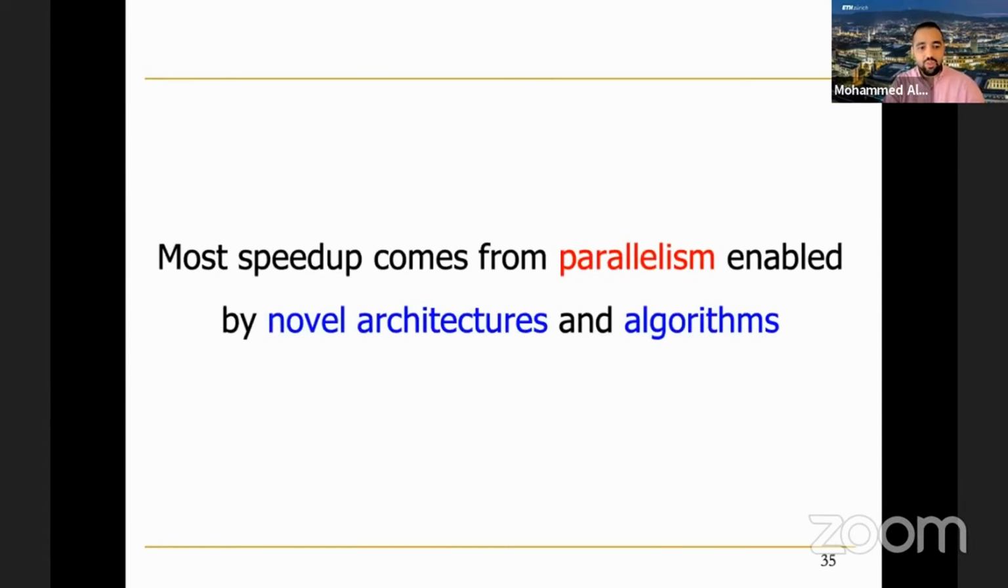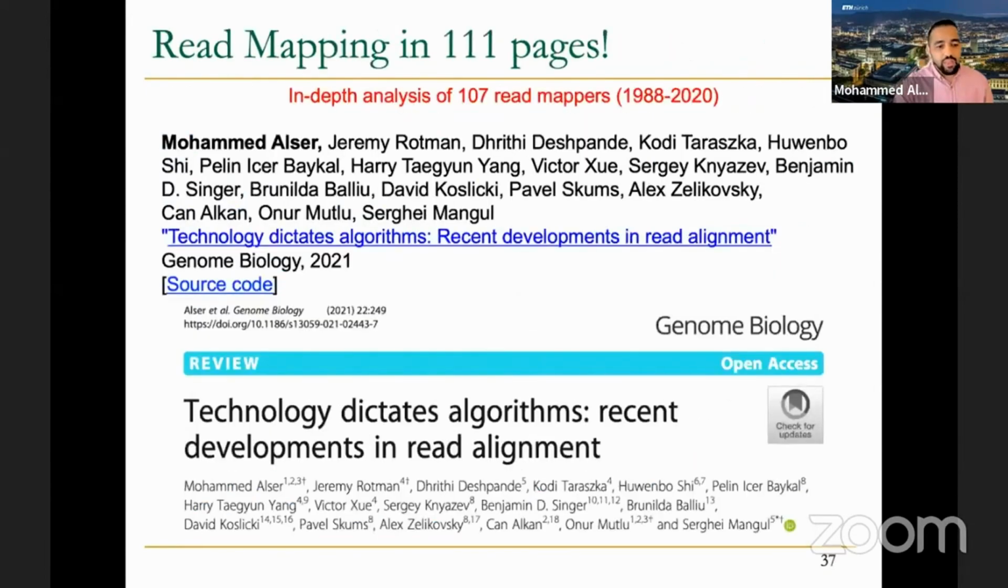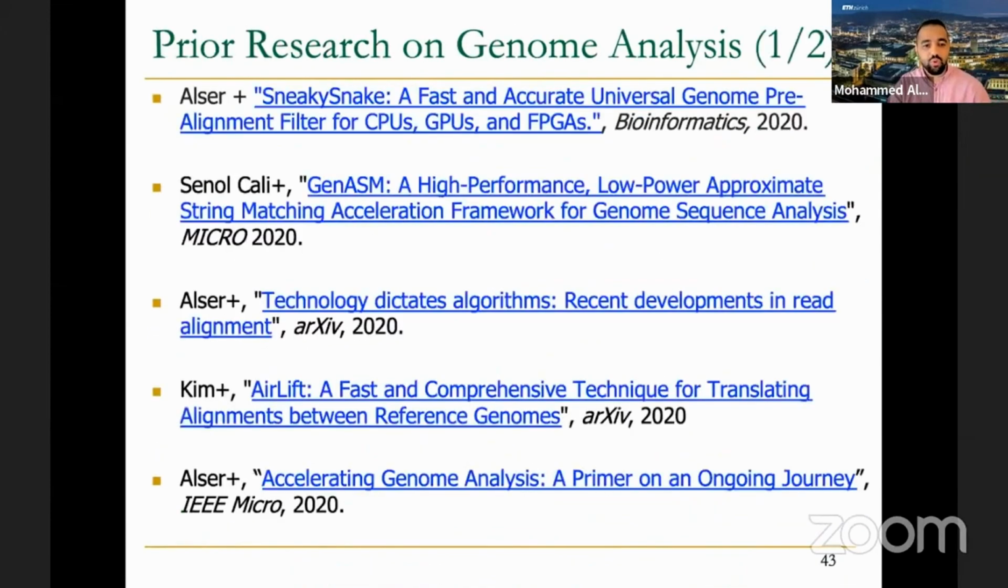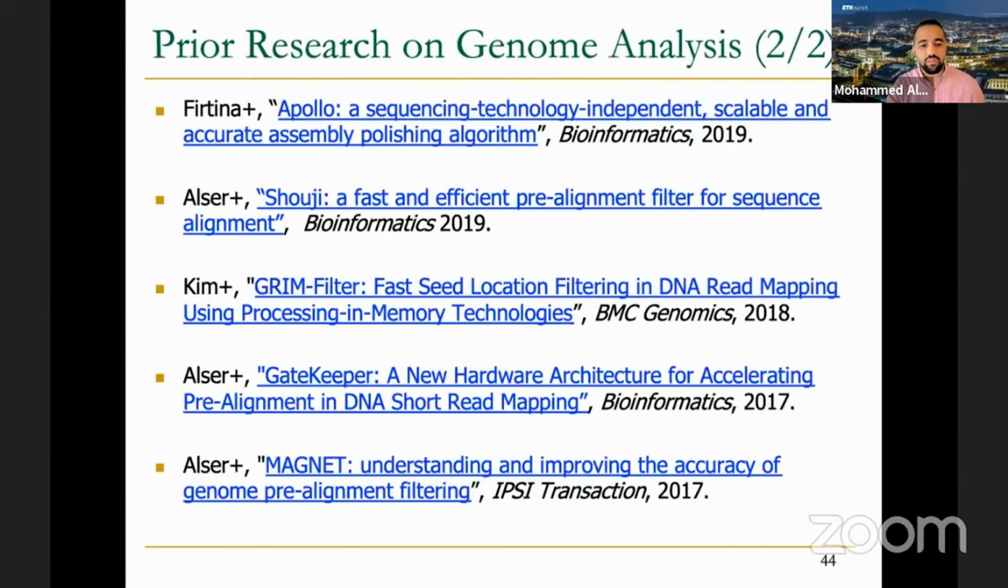Hopefully by now, you see that most of the speedup comes from parallelism enabled by novel architectures and algorithms. And as you can see in all existing work, we first propose a new algorithm, and then we choose the right hardware to accelerate it. These are other pointers, other lectures, and more research papers about the other topics.